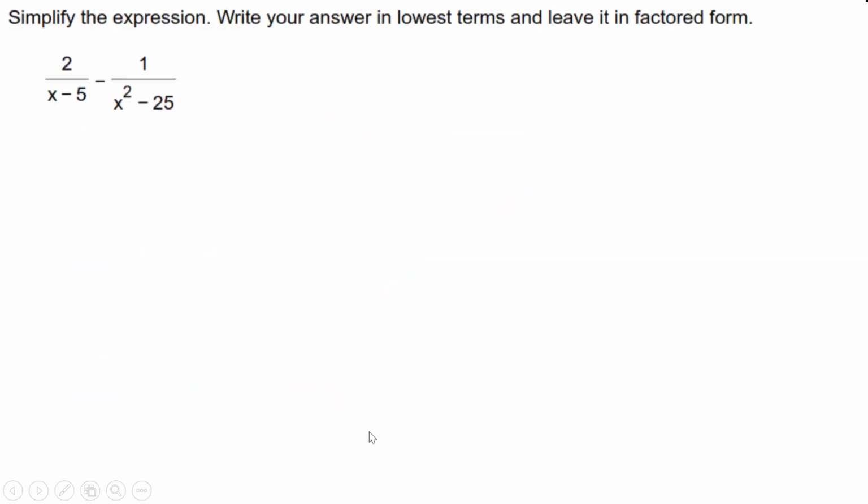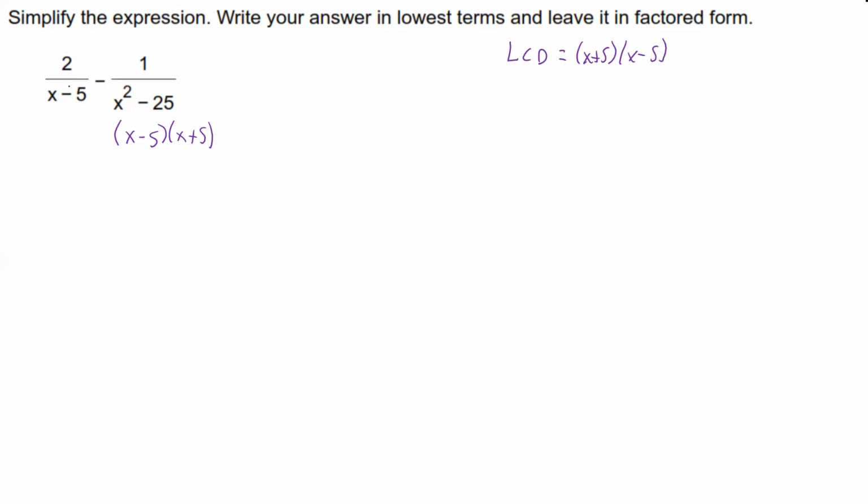All right, same thing goes here. First things first, we have to factor our second one because x minus 5, that's as far as we can factor. But this one we recognize as a difference of squares. So that's x minus 5 times x plus 5. Now, what is our LCD? Well, that's going to be x plus 5, x minus 5.